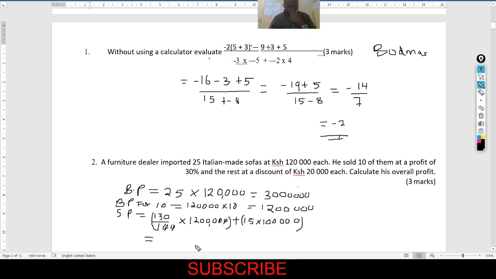That is the total selling price, the whole thing. 12,000 times 130: 13 times 12 gives you 156, and then we have four zeros, so that means it is 1,560,000.